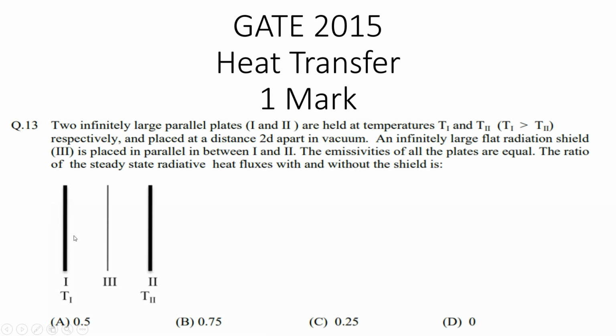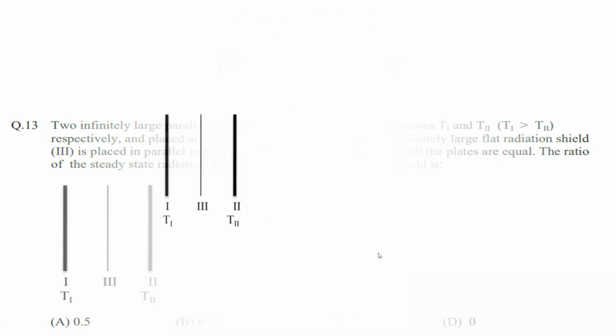They have given that it is in vacuum, and one shield we have inserted between these two plates. It is 2d apart. Remember one thing, radiation doesn't depend on the spacing. It does not depend on the spacing, so don't be confused with this distance 2d apart. So let's start with the solution.